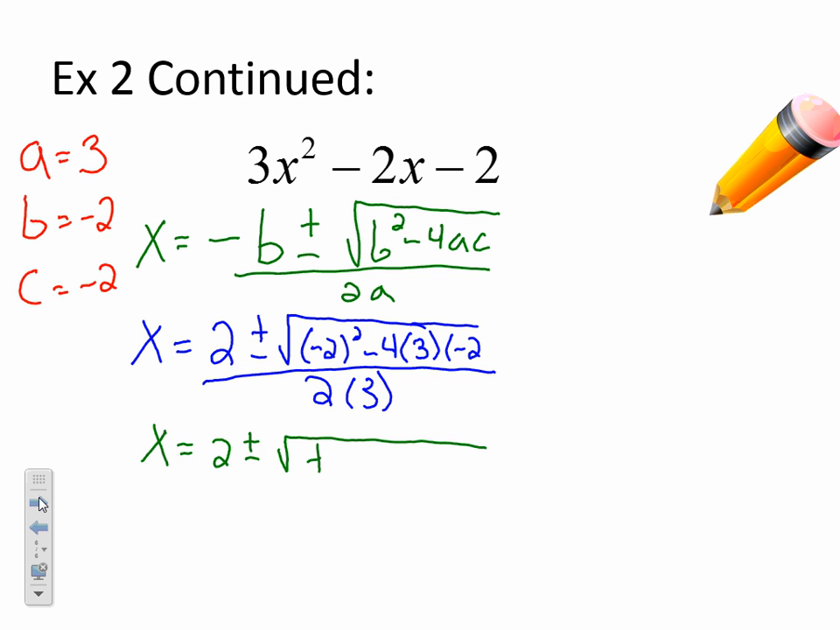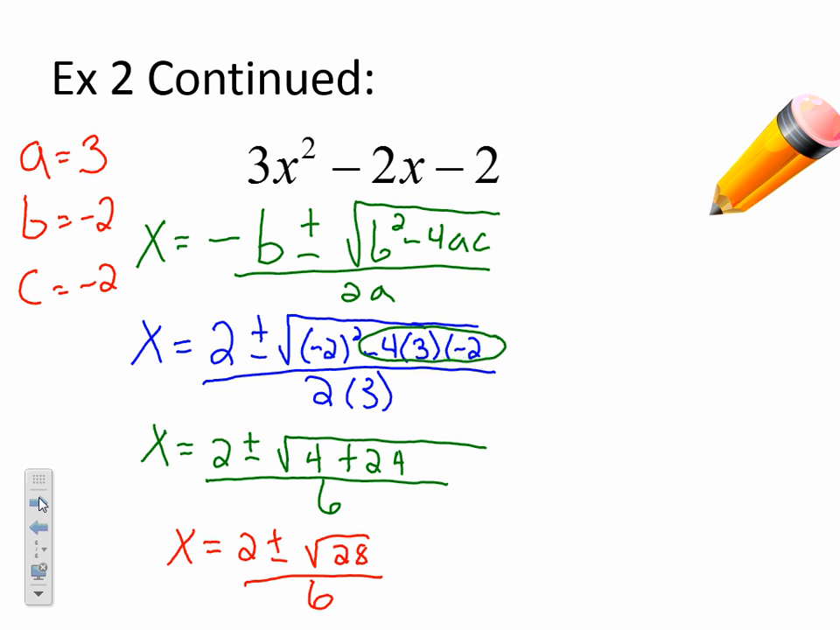Negative 2 squared is 4. All of this, if you type that in your calculator, negative 4 times 3 is negative 12. Times the negative 2 is going to be a positive 24. All over 6. Combine these again, I get x equals 2 plus or minus square root of 28 all over 6. Now we have to break down this square root of 28. So I'm going to just go over here, square root of 28, break it down. The square root of 4 goes into it, and 7, so I get 2 square roots of 7.